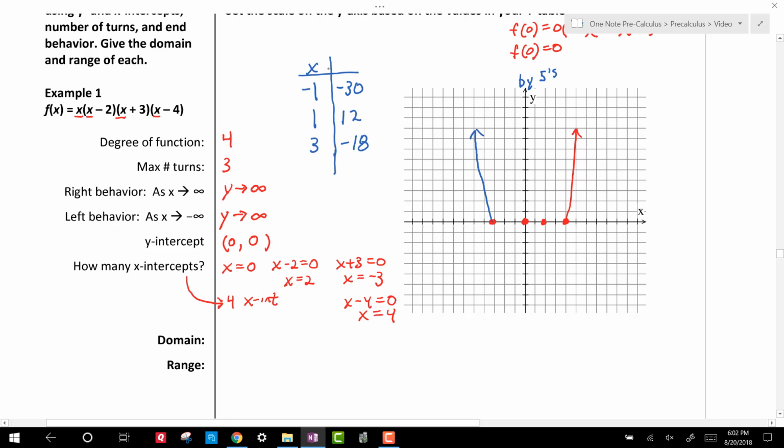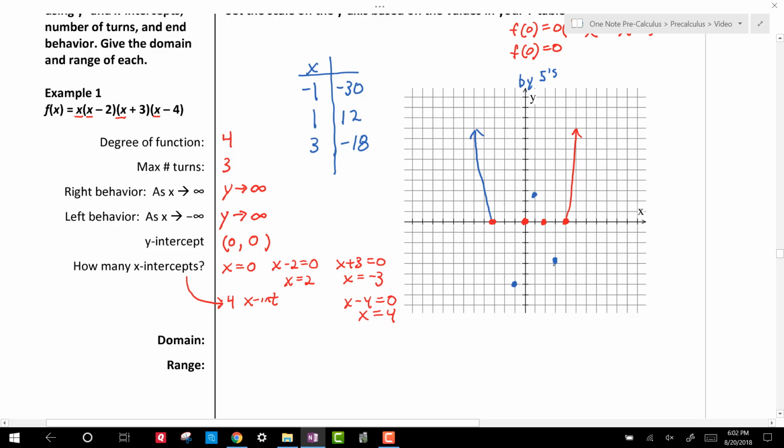So when I go to plot -1, -30, I'm going to go -1, and then -5, 10, 15, 20, 25. There's -30. 1, 12, that would be 5, 10. So 12 is going to end up in here. I don't care. It's perfect. 3, -18, 5, 10, 15, 18 is going to be somewhere in this area.